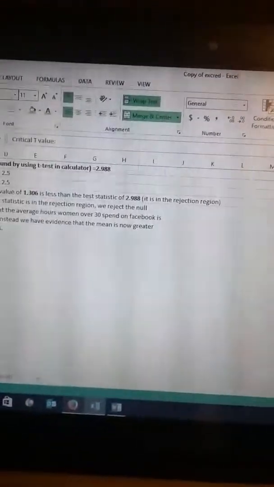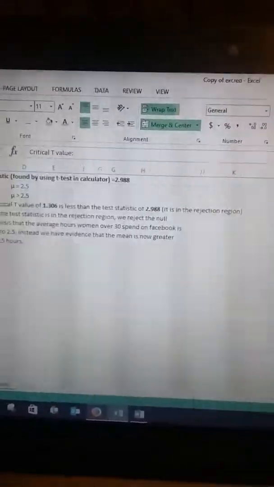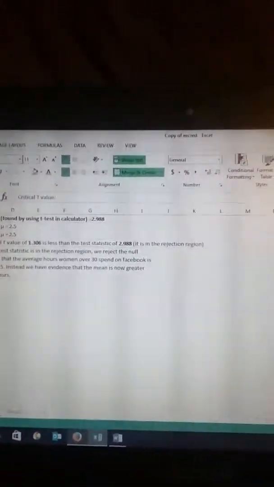We reject the null hypothesis that the average hours women over 30 spend on Facebook is equal to 2.5, and instead we have enough evidence to conclude that that mean is now greater than 2.5 hours. And I think that I did this right.